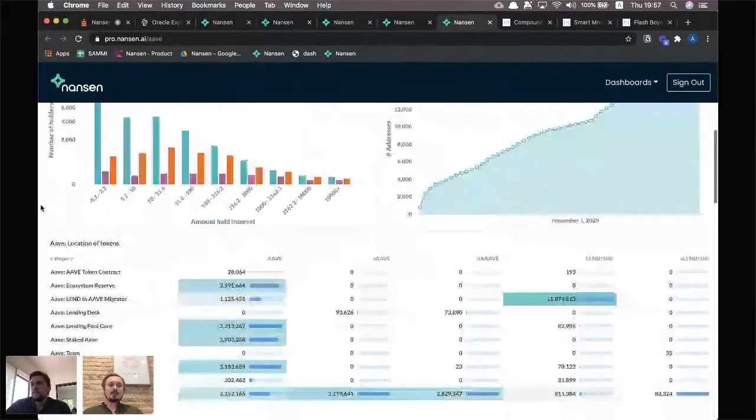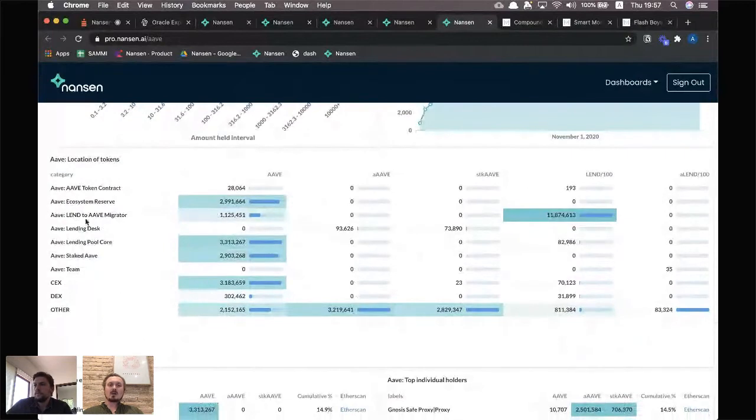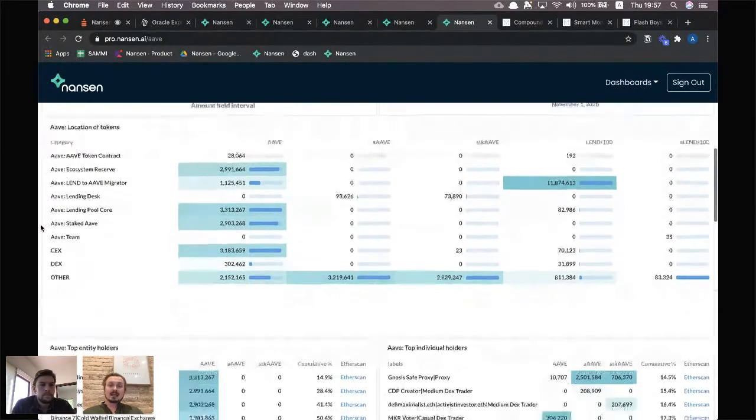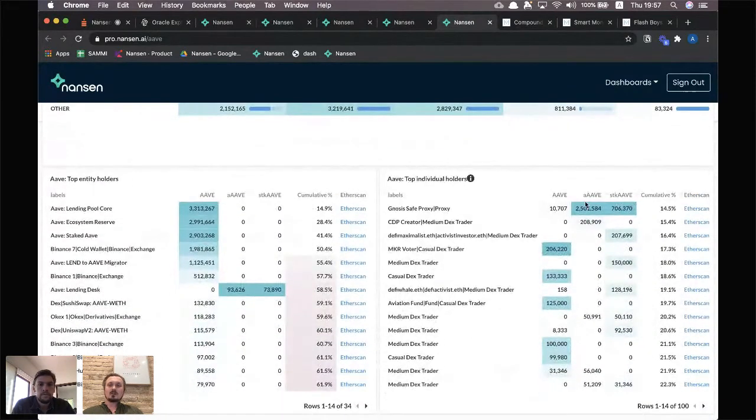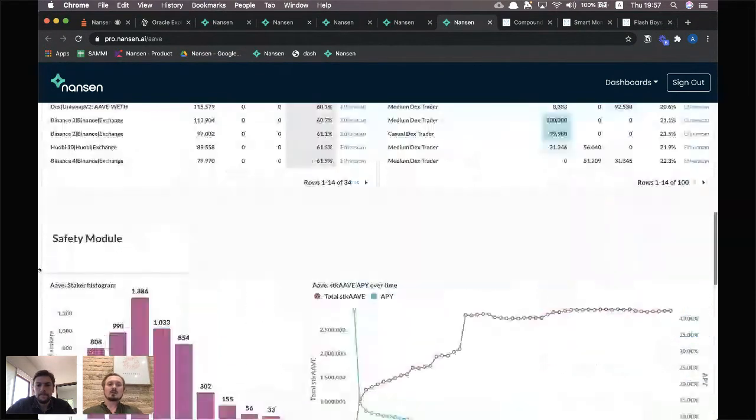But you can also look at the location of the tokens, like where are the tokens sitting, and again, we've conveniently placed that out across the different tokens that exist. So you can see top entities, you can see top individual holders, and you can see what percentage in total those top addresses account for.